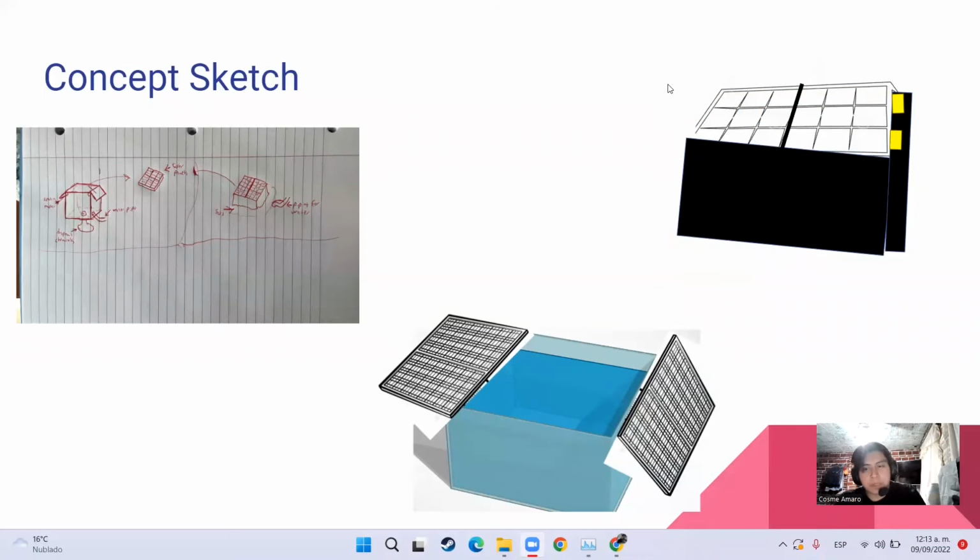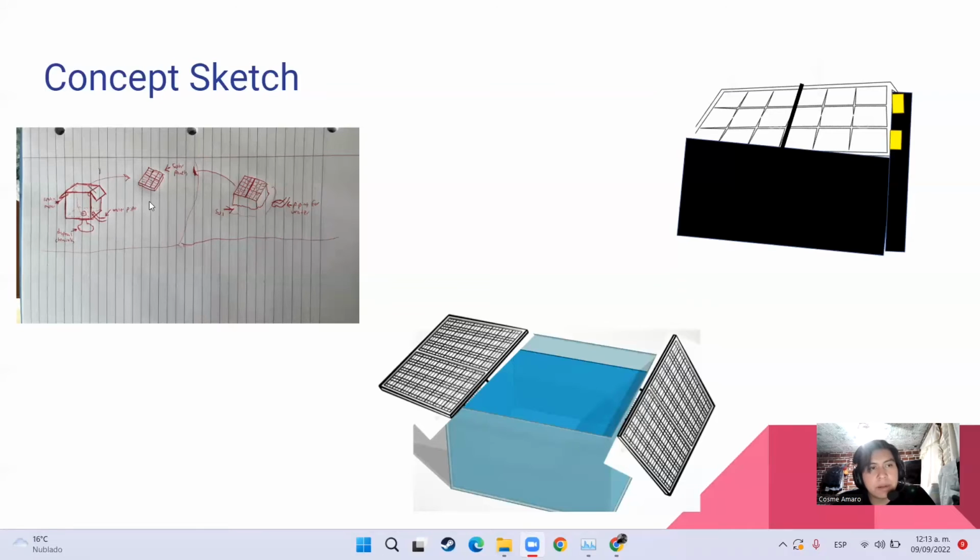So now it's my turn to explain about the concept sketchboard. So basically what we have here is a recopilation of all of our ideas. We gathered different ideas from different products that already exist, and we also improved and added some new functions to this water container. So the basic idea was to have a cubic box, which will be of stainless steel.